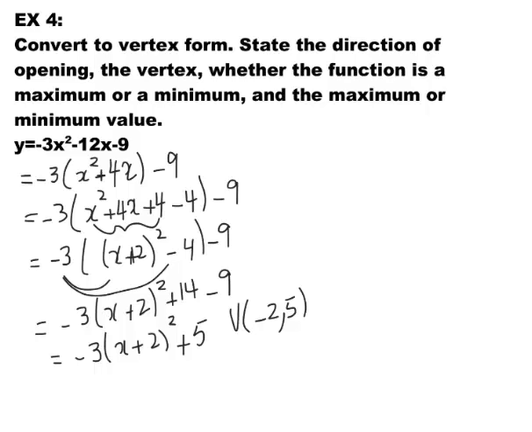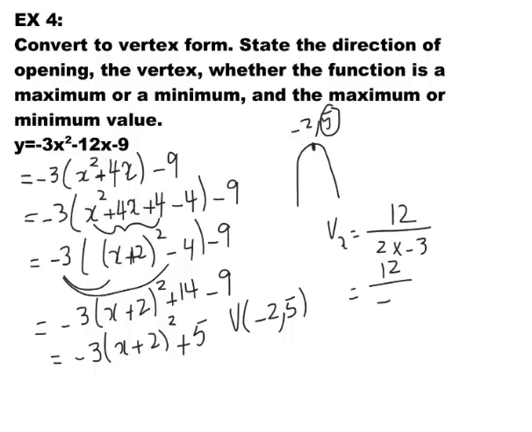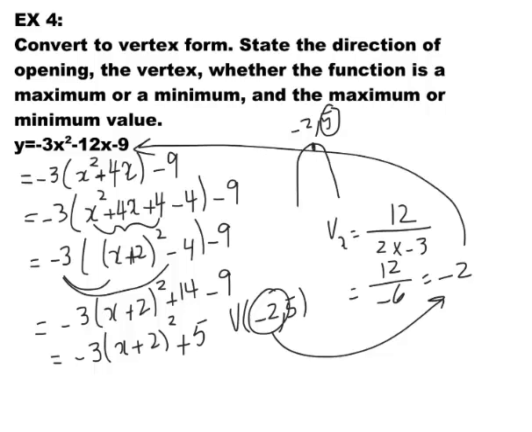Now, since a is negative, again the parabola opens downward. The vertex is at negative 2 and 5. This is the maximum, and the maximum value is 5. Again, if you want to do the shortcut, we can say that Vx is minus b. So minus minus 12 is 12 divided by 2a, which is going to be 2 times negative 3, which is 12 divided by negative 6, which is negative 2. And if you look here, we got the same answer much faster. And to find the y coordinate, we just put it back in this equation, and we can find the y coordinate.